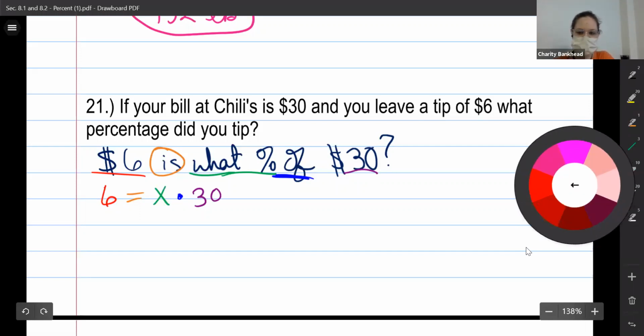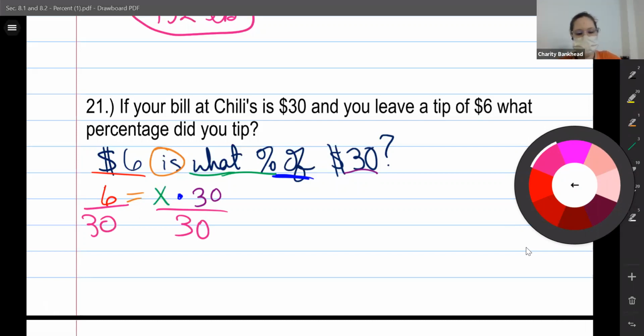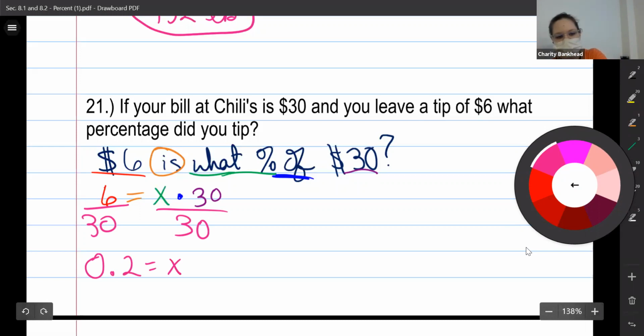So to solve that, you would just divide both sides by 30. So 6 divided by 30 is 0.2. So 0.2 equals X. So that is 20%.